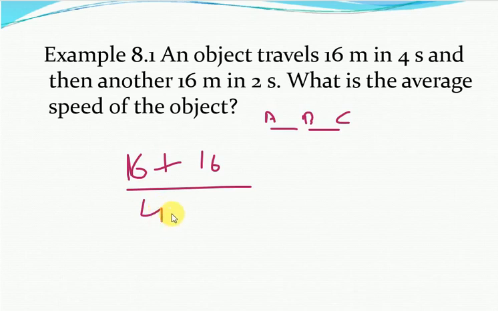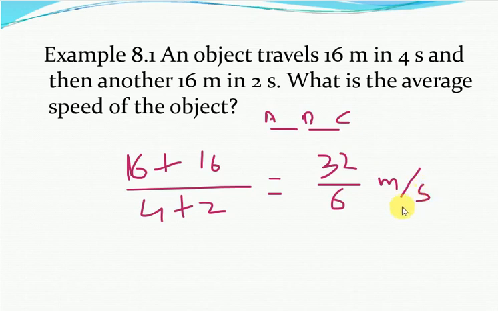What is the average speed of the object? Here you need to calculate average speed. What is average speed? As I told you earlier, average speed is the total distance traveled, so whatever distances are given, you add them, divided by total time, and whatever times are given, you add them. That is how to solve this question. What is the total distance? 16 meter plus 16 meter, that will be the numerator, divided by the total time, 4 seconds plus 2 seconds, that will be 6 seconds. So 32 meter divided by 6 seconds. Now you can cancel this and you can get the answer.